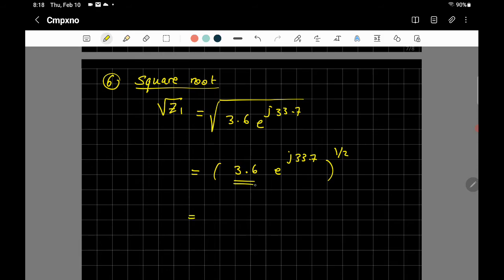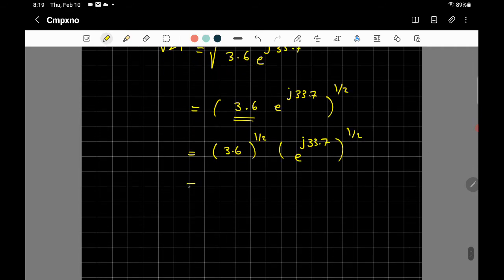The magnitude will be to the power half, and this exponential j33.7 to the power half. 3.6 to the power half means the square root of 3.6. If you have e to the power n and all to the power m, you say e to the power nm, you multiply, right? I'm doing the same thing. The angle 33.7 to the power half will be times half, so it will be 33.7 divided by 2.